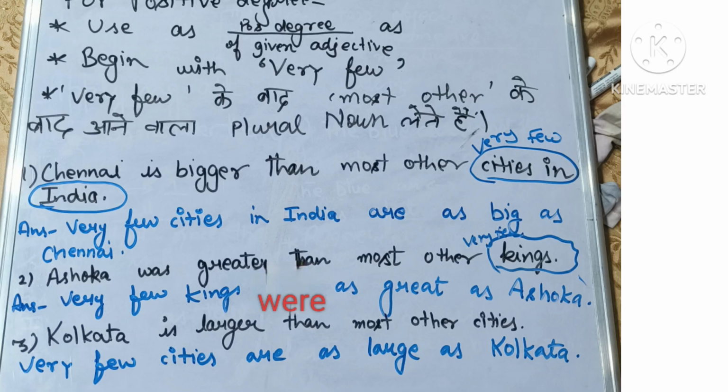Now sentence number 3, Kolkata is larger than most other cities. So very few, and after "very few", what do we take? Whatever is given after "than most other", here it is cities. So very few cities, then we will take the plural verb "are", then we will take "as large as", then we will write Kolkata. Very few cities are as large as Kolkata. So I hope you guys understood case 2 very well.